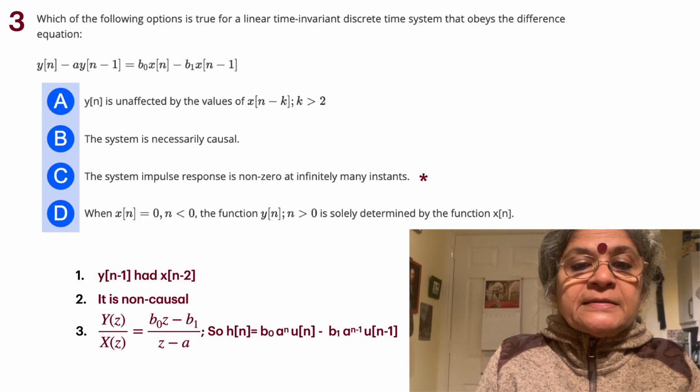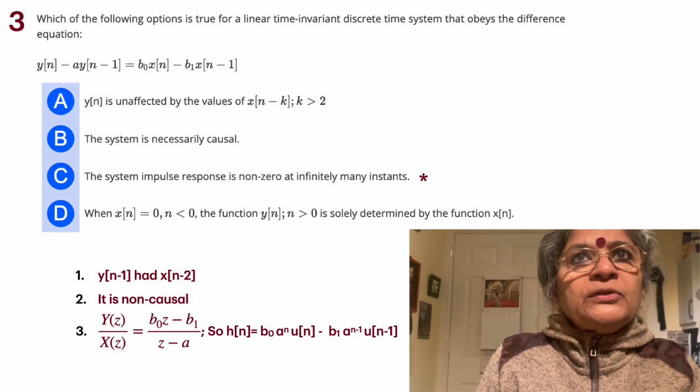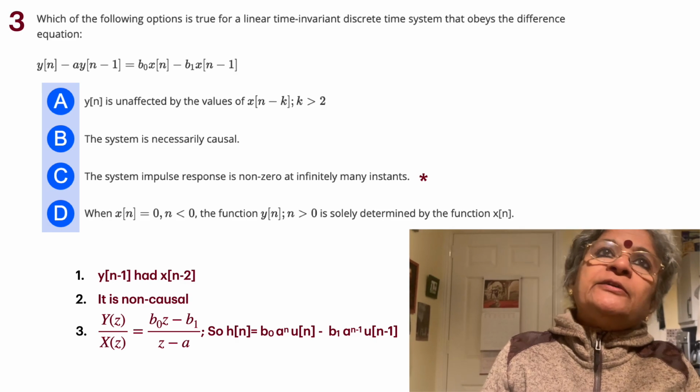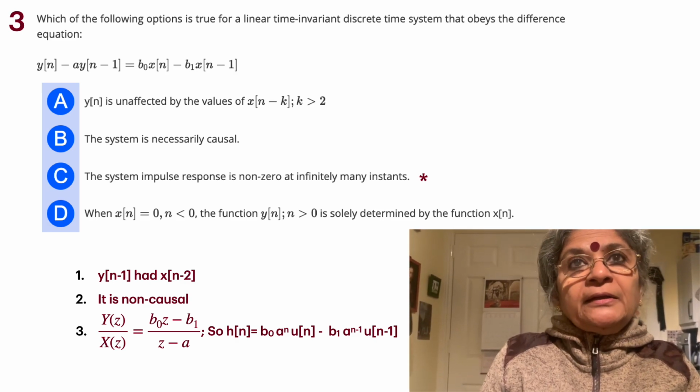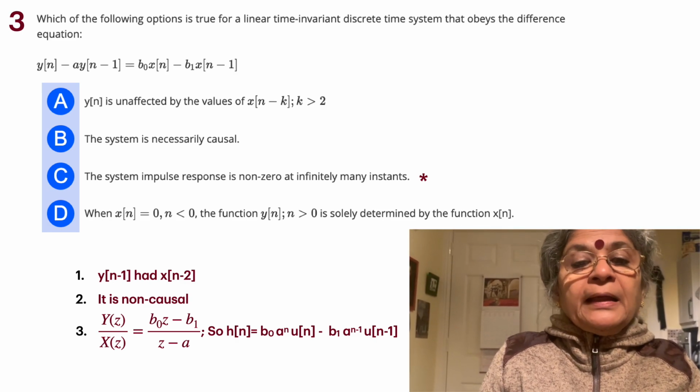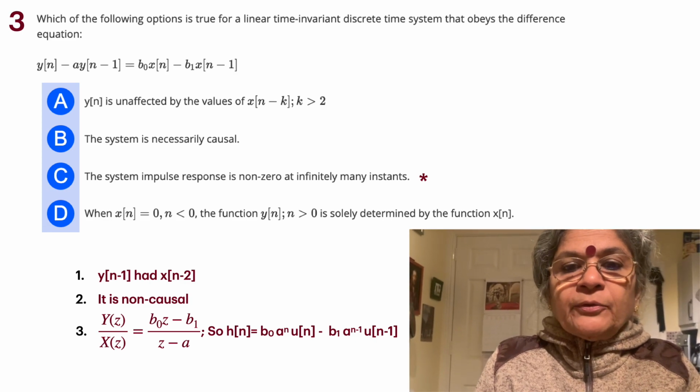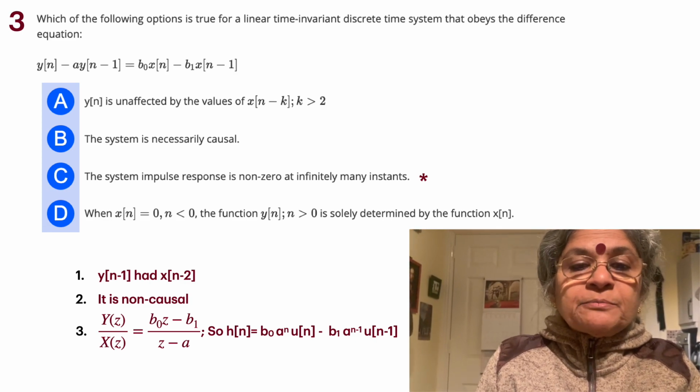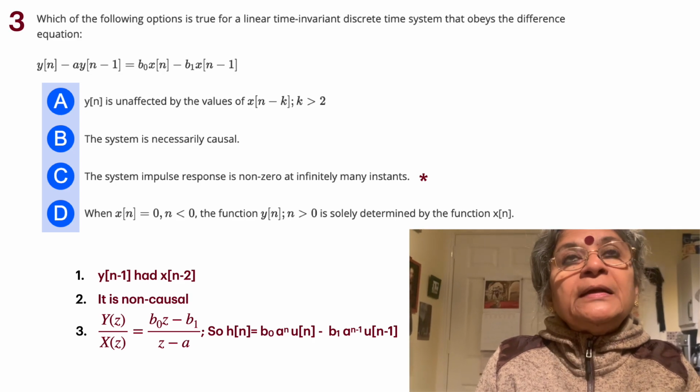Is the system necessarily causal? No. Due to the same argument, you can shift it to the left or to the right, and so you will land up with a non-causal system or an anti-causal system. The system impulse response is non-zero at infinitely many points.